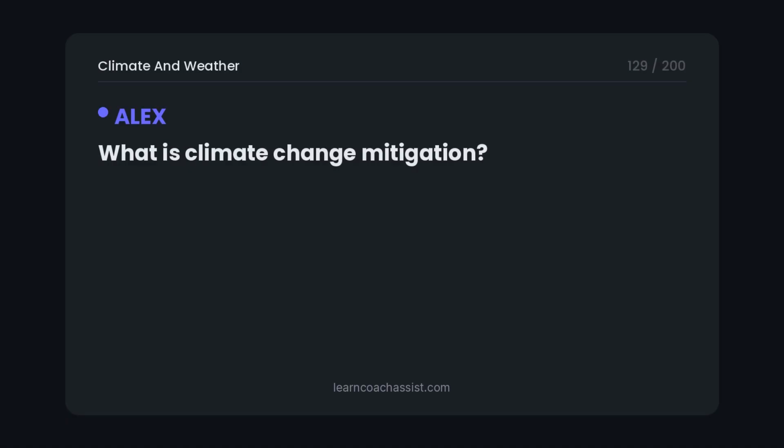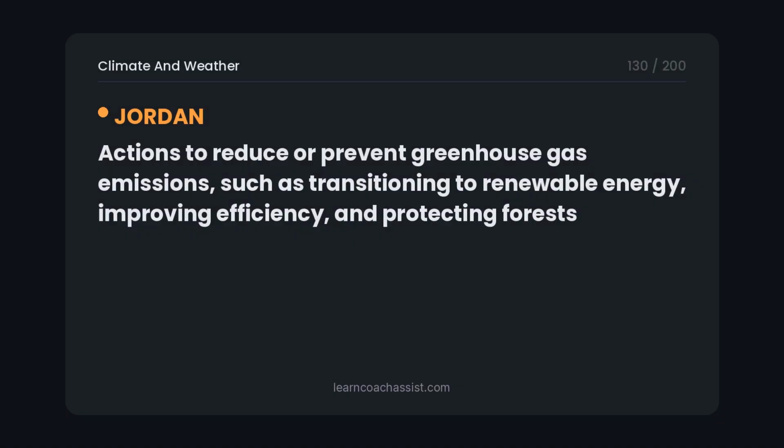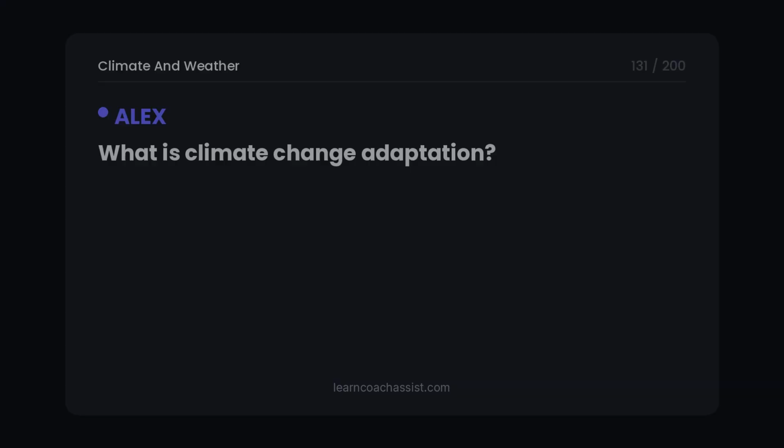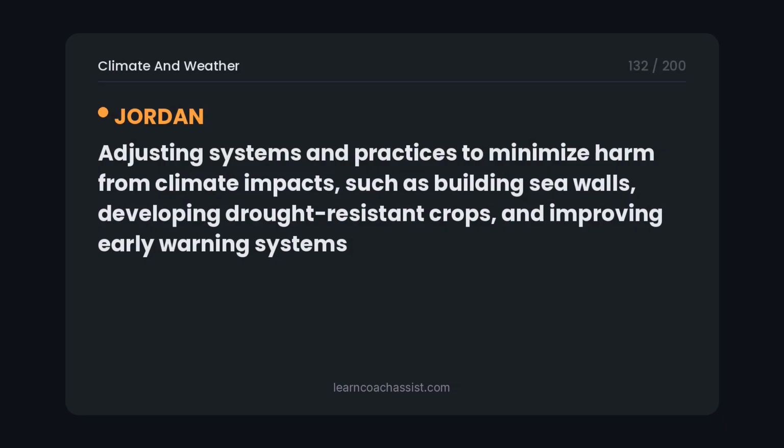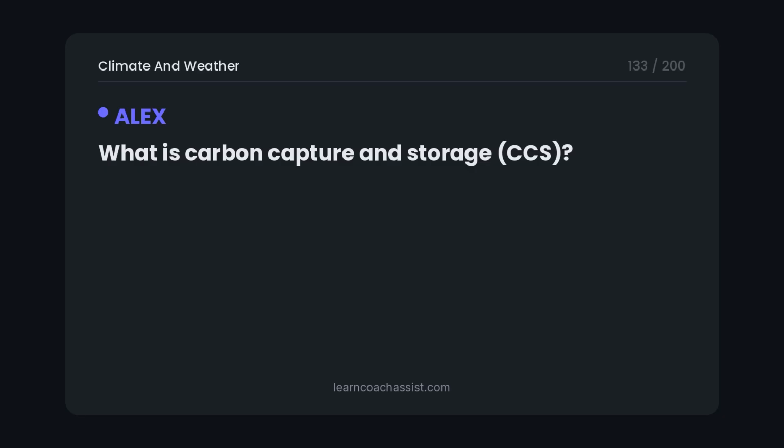What is climate change mitigation? Actions to reduce or prevent greenhouse gas emissions, such as transitioning to renewable energy, improving efficiency, and protecting forests. What is climate change adaptation? Adjusting systems and practices to minimize harm from climate impacts, such as building sea walls, developing drought-resistant crops, and improving early warning systems. What is carbon capture and storage, CCS?